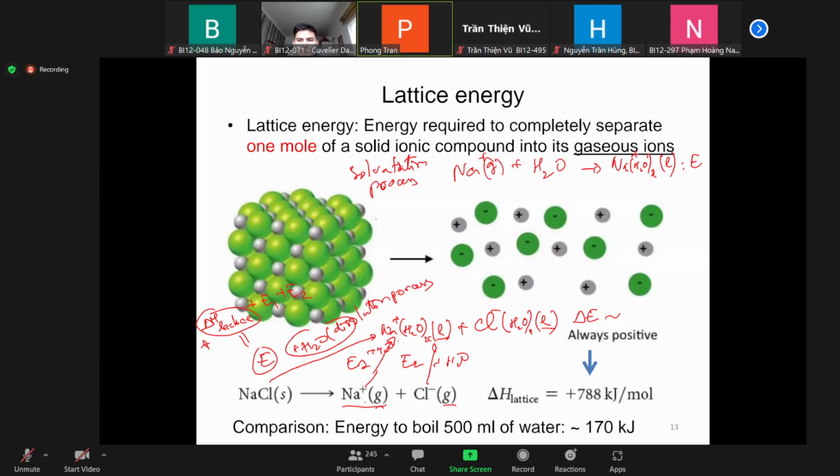So at the end, the total value of energy is reduced significantly compared with the amount of the lattice energy defined here. So this solution of sodium chloride has nothing to do with the lattice energy you need to put in to break the sodium chloride crystal to make cation and anion. Okay.